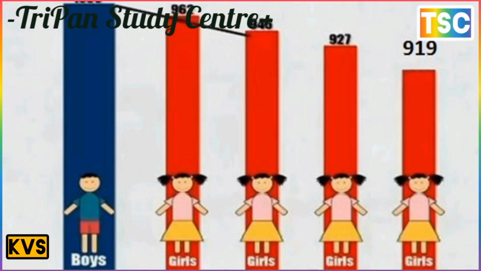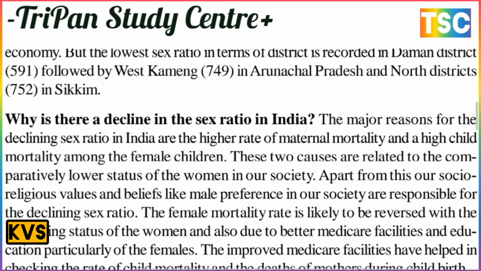And why is there a decline in the sex ratio in India? This is a most important question. The major reasons for the decline of the sex ratio in India are a higher rate of maternal mortality and high child mortality among female children. These two causes are related to the comparatively low status of women in our society. This is a most important point here.